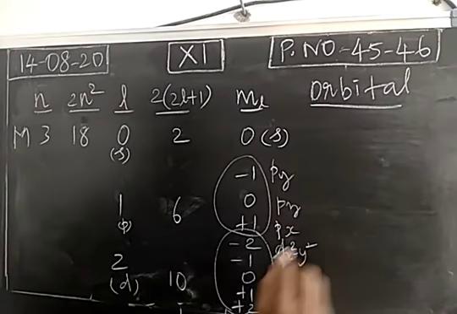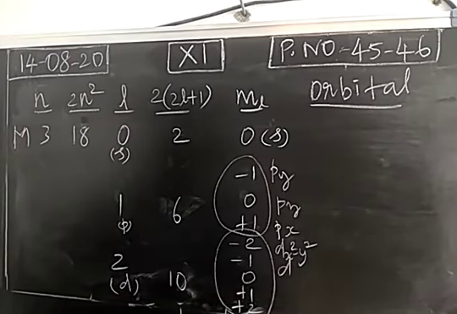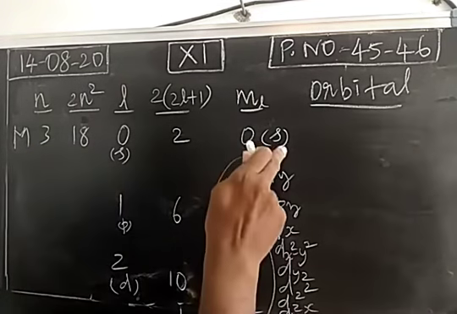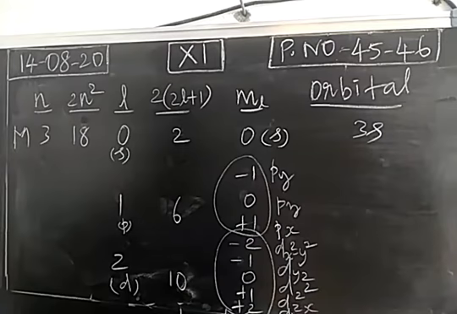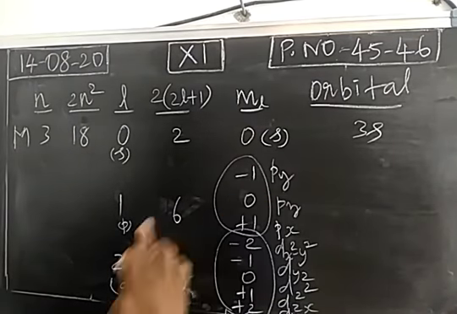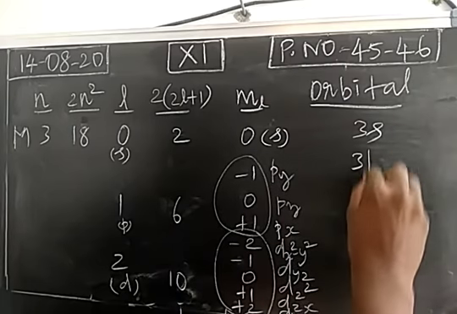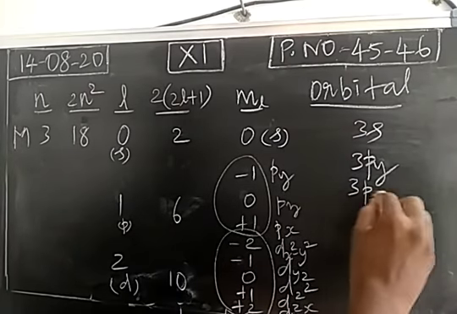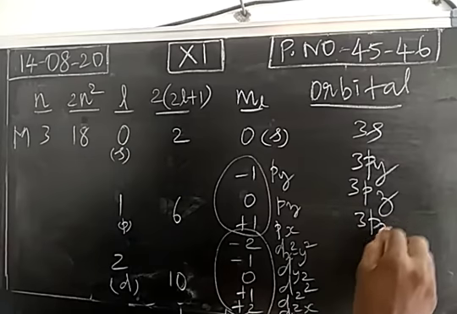dx square minus y square, then dyz, dz square, dzx, dxy. So there are 5 types of d orbitals. So we can give notation. In third orbit, s orbital, so this is 3s orbital. Then third orbit, p subcell, especially py orbital. So this is 3py orbital, 3pz orbital, 3px orbital.